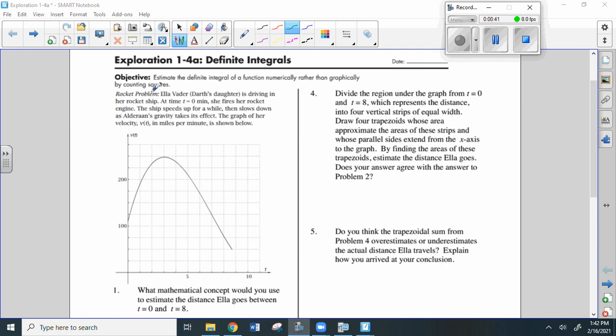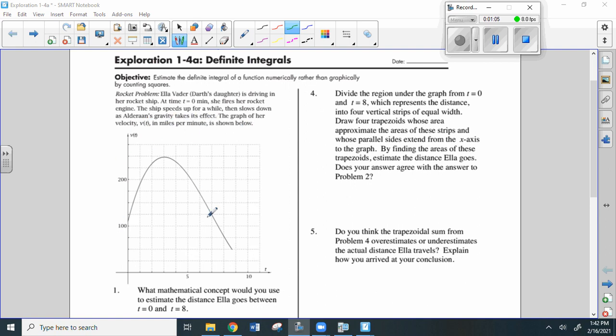We have a rocket problem. Darth's daughter is driving in her rocket ship. At time t equals 0 minutes, she fires her rocket engine. The ship speeds up for a while, then slows down as Alderaan's gravity takes its effect. The graph of her velocity, v of t, in miles per minute is shown below.